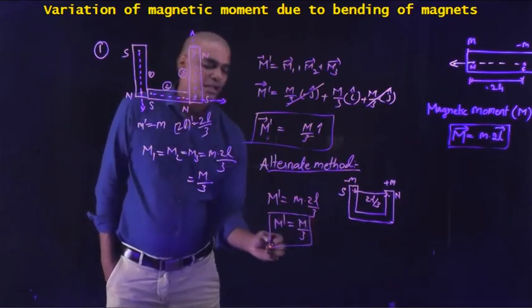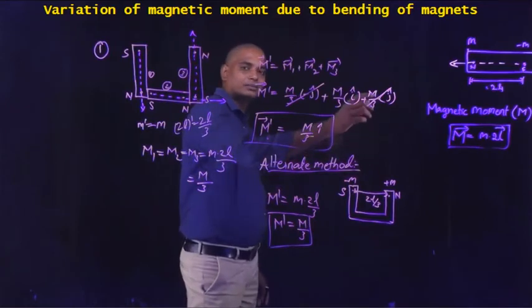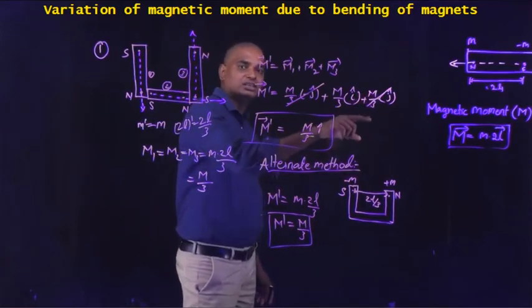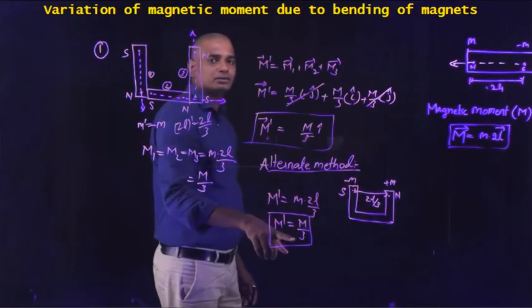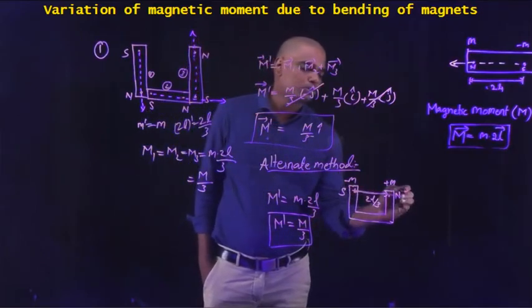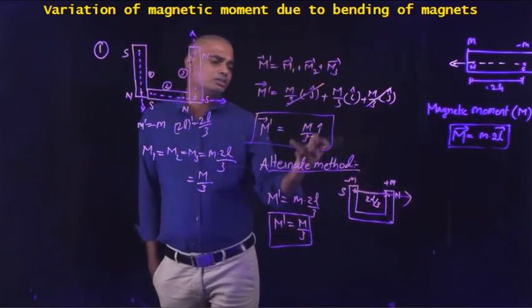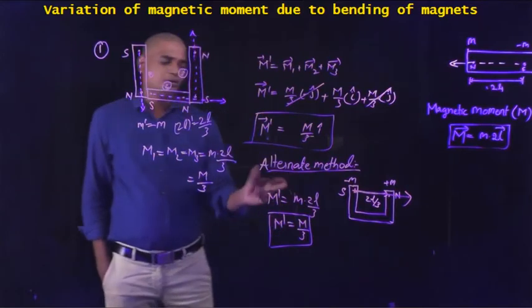Therefore the magnitude of the dipole moment when a bar magnet of magnetic moment M is bent in the U shape is M by 3. Of course we know the direction is from south pole to north pole, which is the positive x-axis, so i cap. A simple, alternate method.